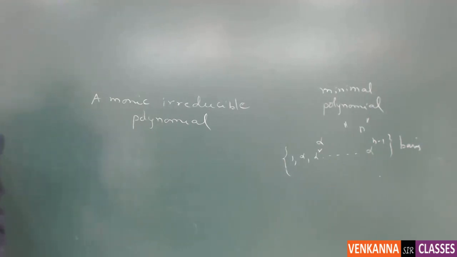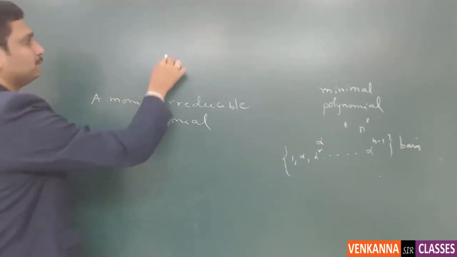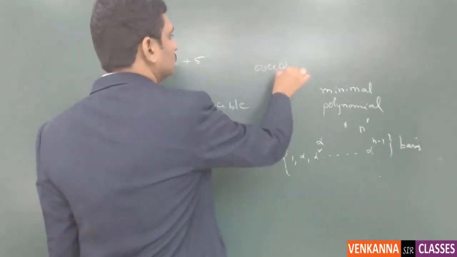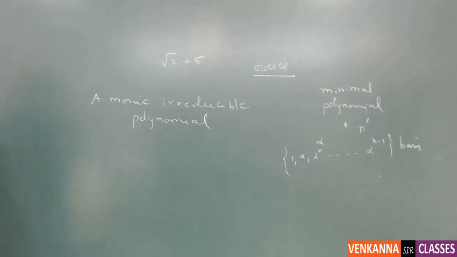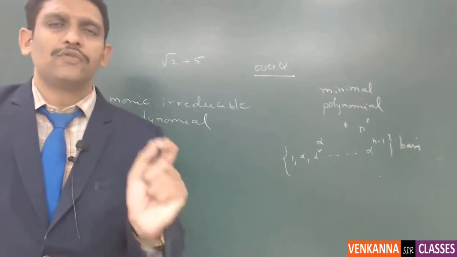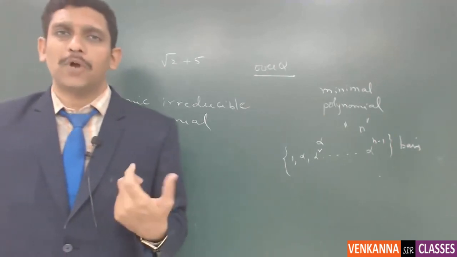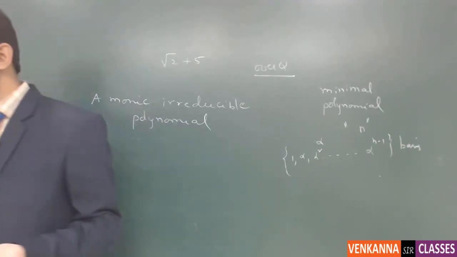Now, let us take that. You take the value root 2 plus 5. Now, what is the minimal polynomial over Q for this element? What is the minimal polynomial for this element over Q? So, do you know the meaning of monic irreducible polynomial? Yes or no? You know the definition of irreducible polynomial, right? What is meant by irreducible polynomial?